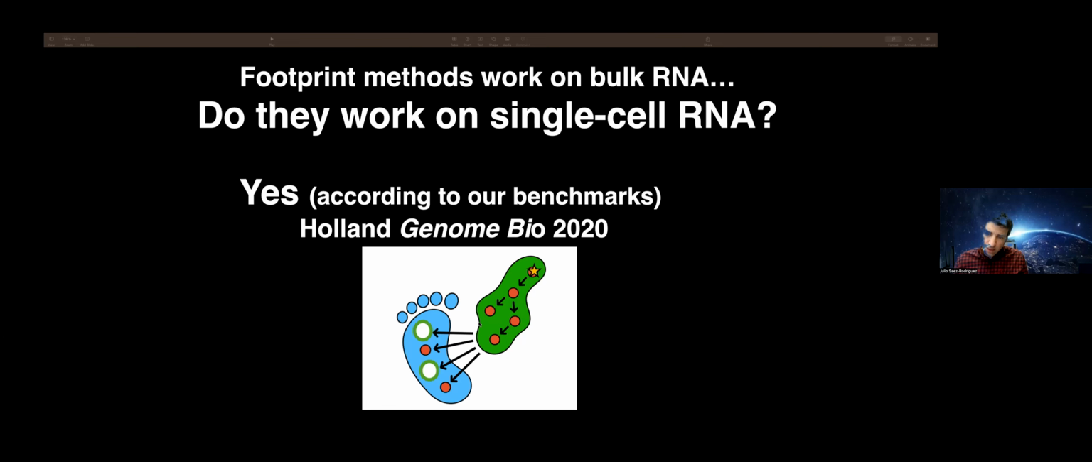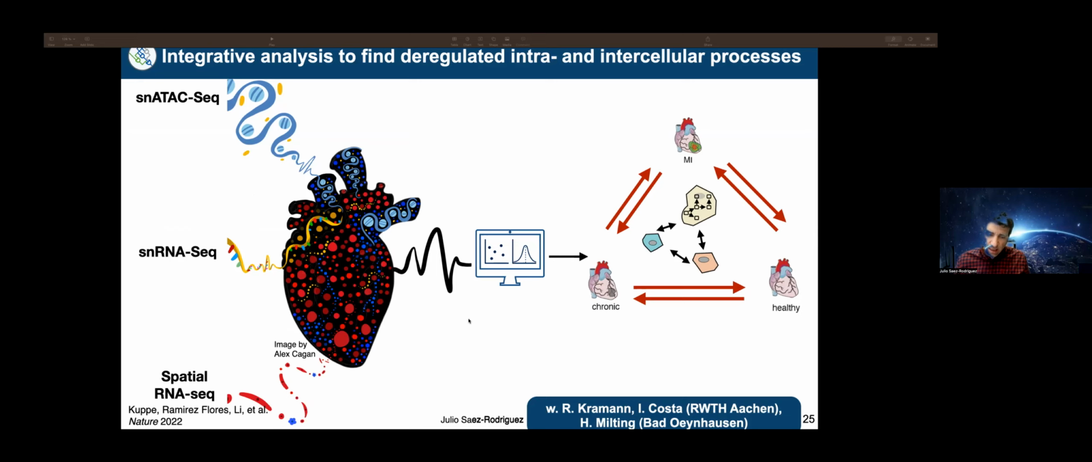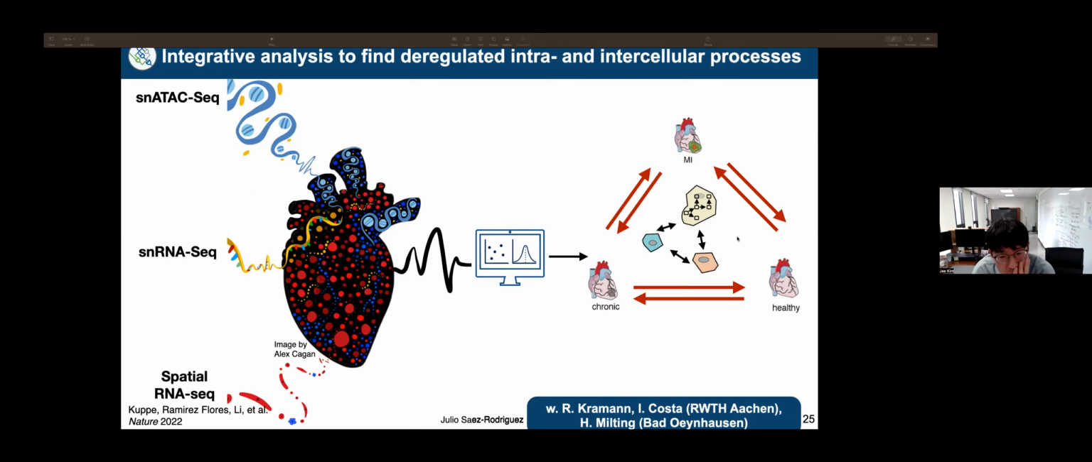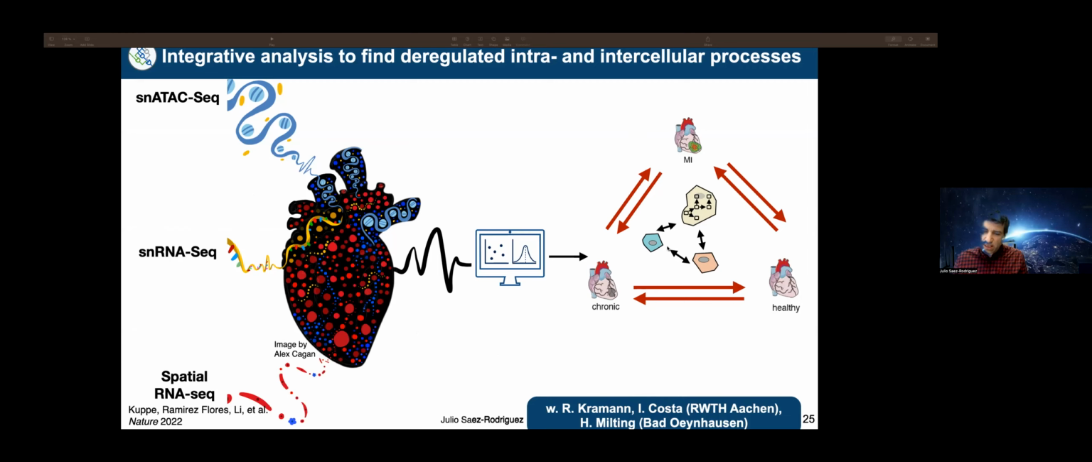And just to illustrate the use of these methods, I'll walk you through a recent study that we did in the heart with colleagues in Aachen, Rafael Kramann, Ivan Costa, Barbara Banko, and Hendrik Milting. Here we're interested in understanding what's different in the heart that is suffering an infarction versus a healthy one and a chronic failing heart, and understanding this at both the intracellular and intercellular level.